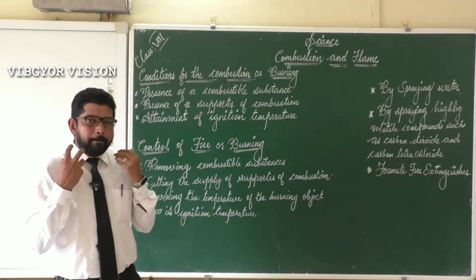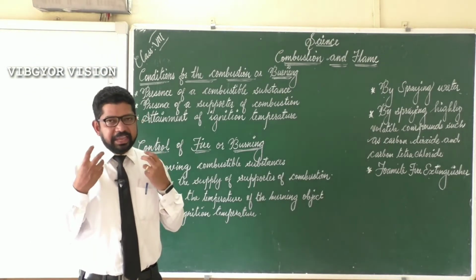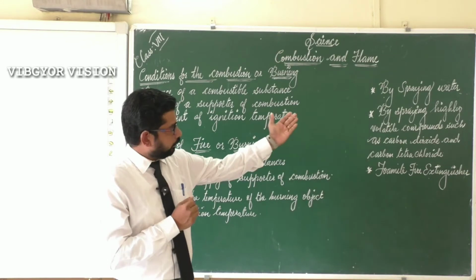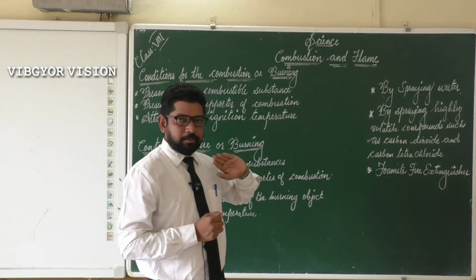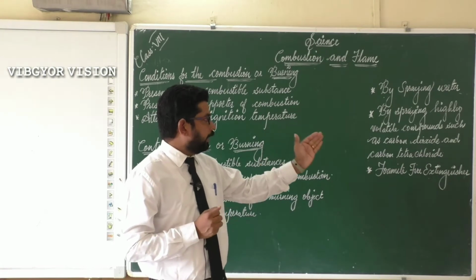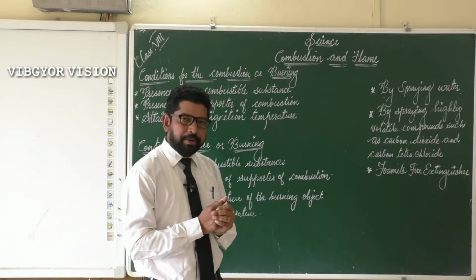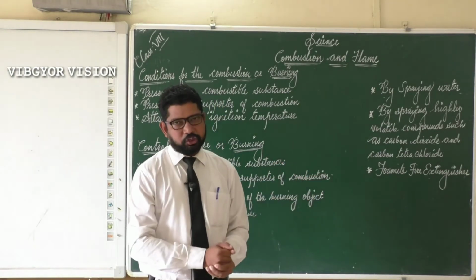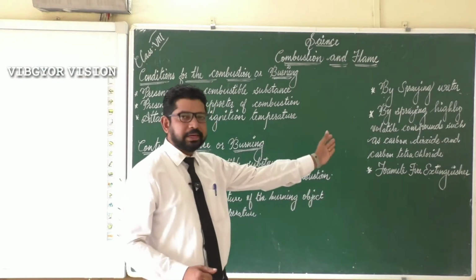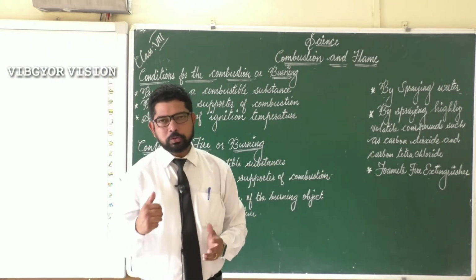There are some methods. What are the methods we are using to extinguish fire? I have written here, first one, by spraying water. Next one, by spraying highly volatile compounds such as carbon dioxide or carbon tetrachloride. Next one, foam fire extinguisher. These are the different methods we are using to extinguish fire.